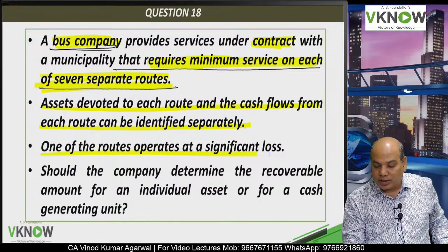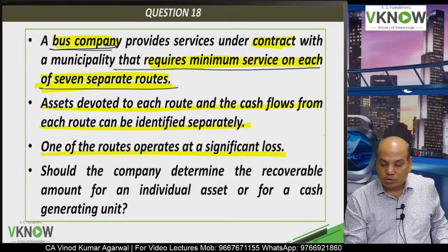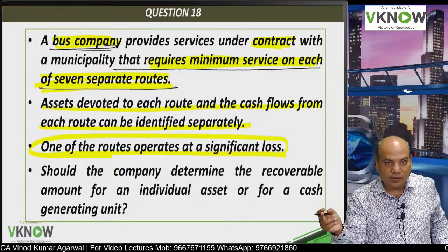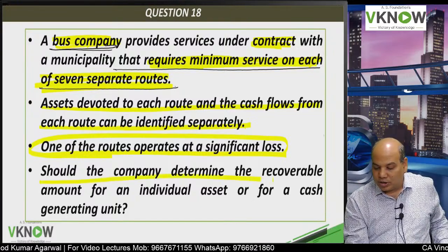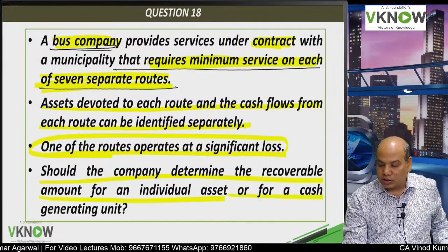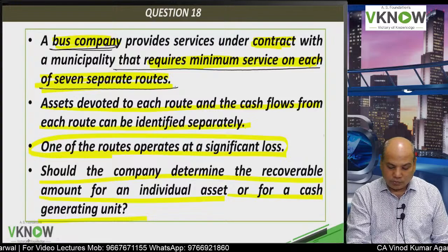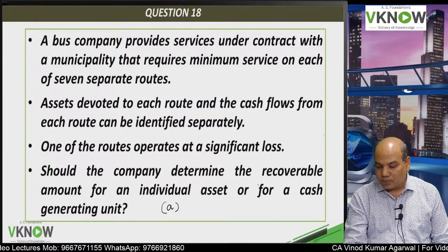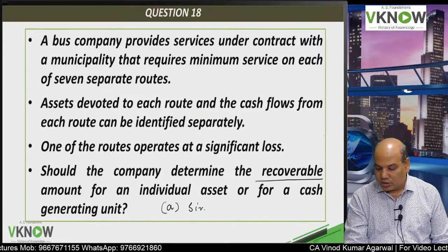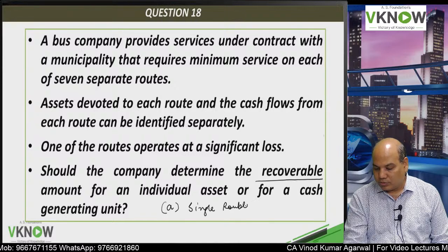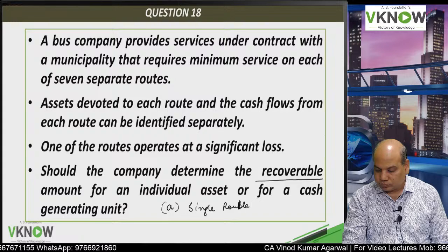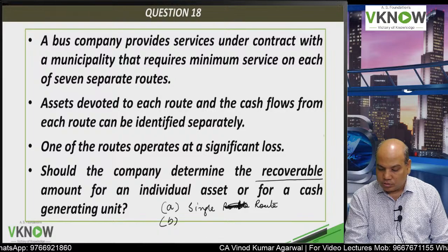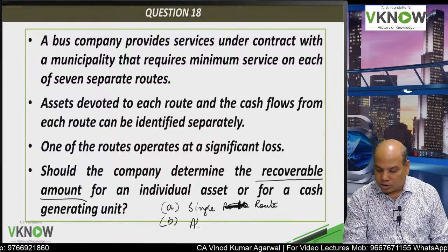One of the routes operates at a significant loss. Out of 7 routes, one route is operating at a loss. It is an indication of impairment. Should the company determine the recoverable amount for the individual asset or for the cash generating unit? So a multiple choice question can be asked. Option A, we should compute the recoverable amount for the single route which is operating at a loss, or we should compute the recoverable amount for all 7 routes.